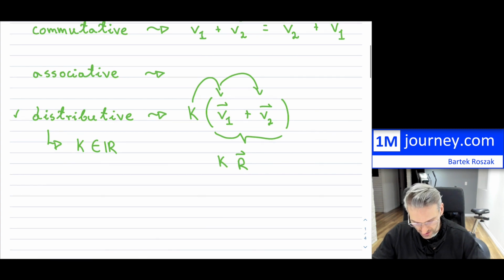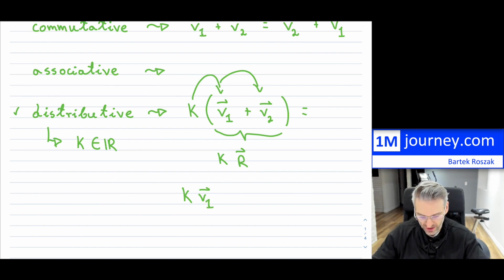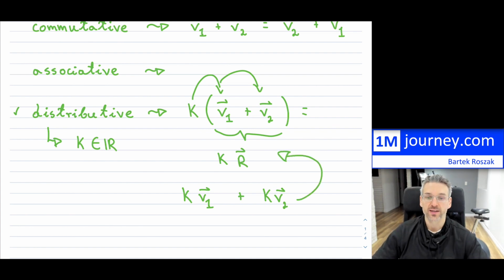And what you would have is that this is the same thing as saying k v1, meaning you're going to be scaling your first vector, and then adding it to the scaled second vector, k v2. And these two give you exactly the same thing. So this is going to give you this back. And that is another useful distributive property. It's another property which we can use for vectors to make our lives a little bit easier.